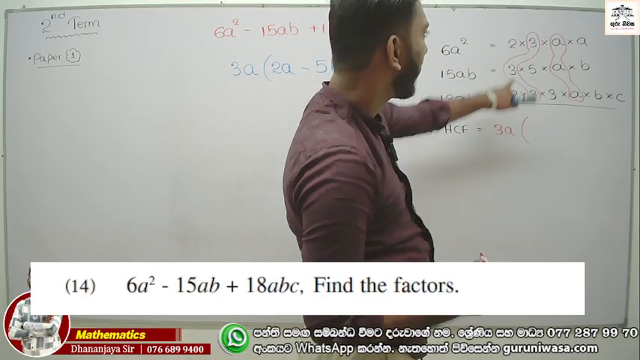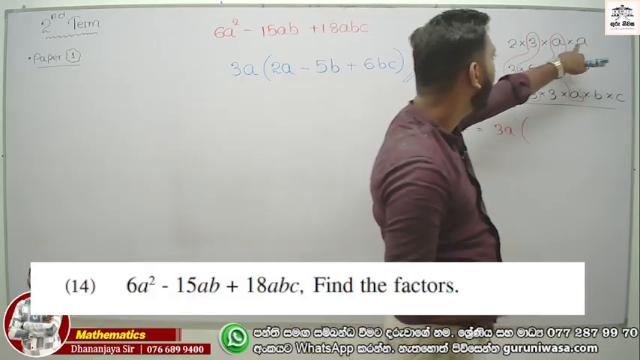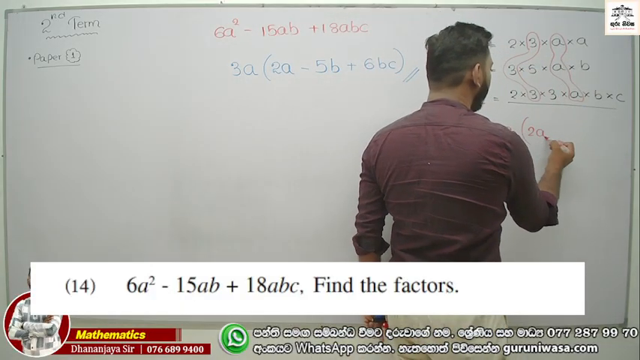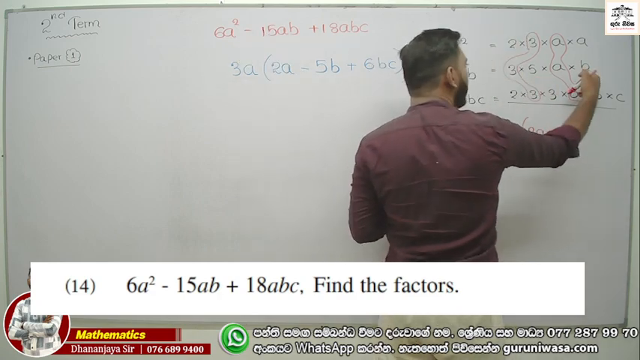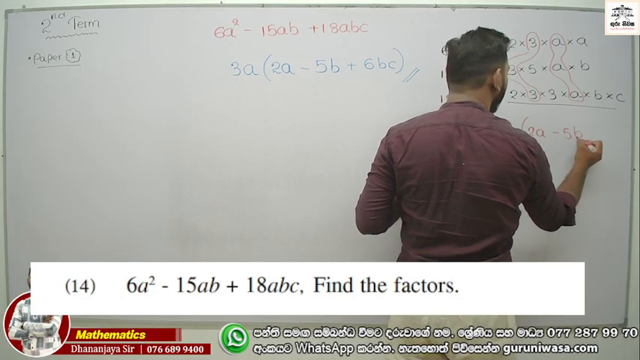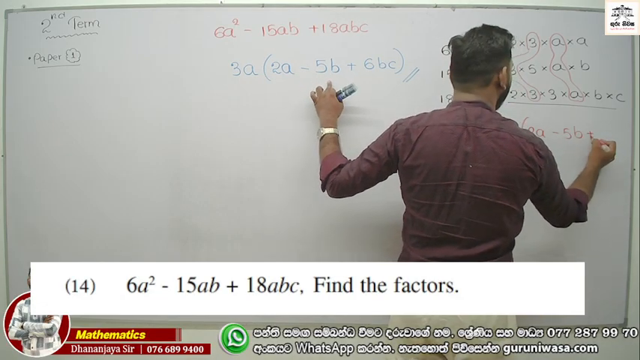Now what to do? What are the missing numbers? 2 and A, put the 2A and put the sign minus. Now this is our missing numbers. 5 and B, 5B. Look at this, correct. And put the sign as a plus.